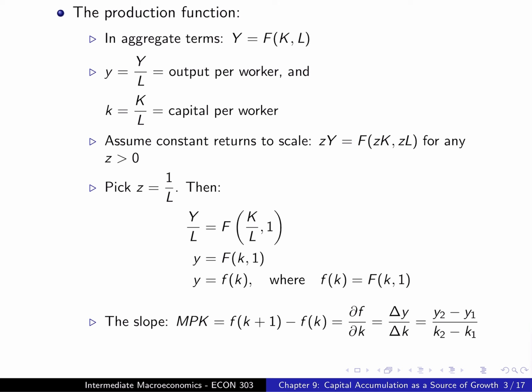The slope of this production function represents the marginal product of capital, MPK. So MPK equals a function of lowercase k plus 1 minus a function of lowercase k, equals df over d lowercase k, equals delta lowercase y over delta lowercase k, equals lowercase y2 minus lowercase y1 over lowercase k2 minus lowercase k1.